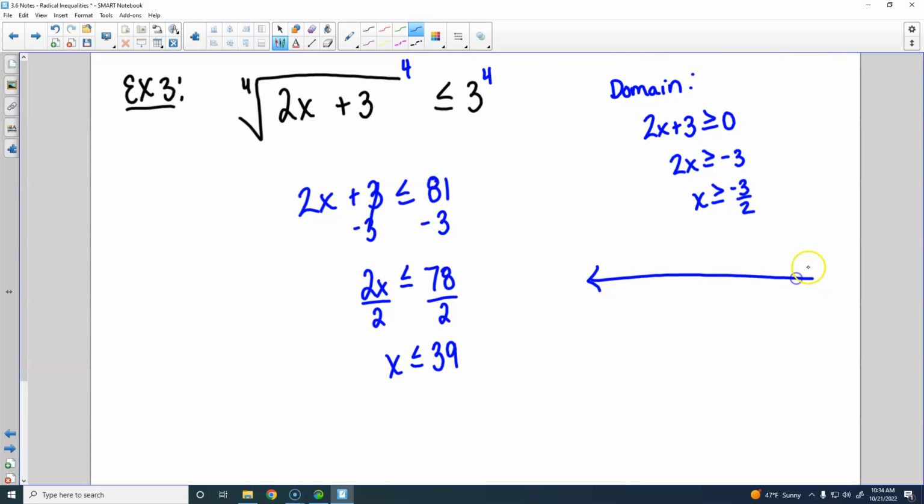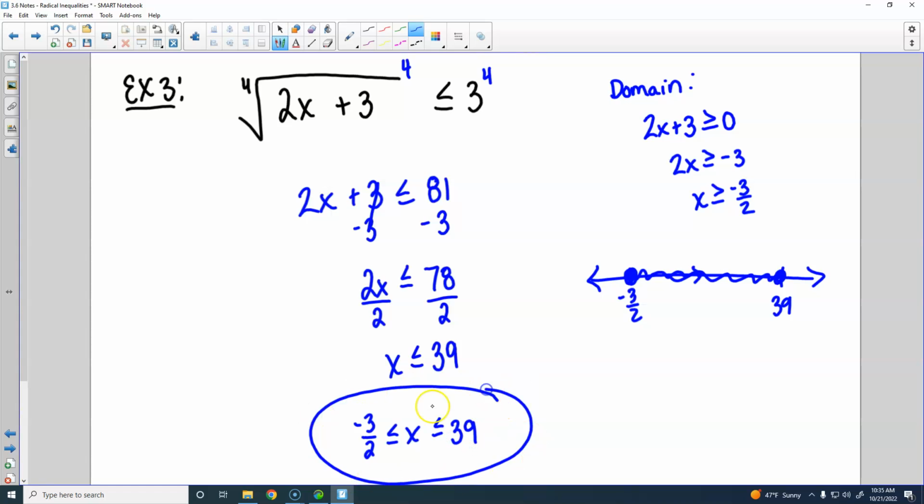So you don't necessarily have to draw the number line, but if you think about it here, we got 39. We're saying all the numbers less than 39, but our domain tells us we can only use the numbers bigger than negative 3 halves. So it ends up just being those numbers between negative 3 halves and 39. So negative 3 halves less than or equal to x less than or equal to 39. That would be our final answer.